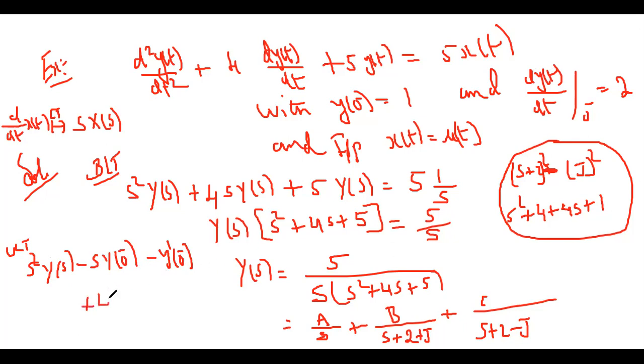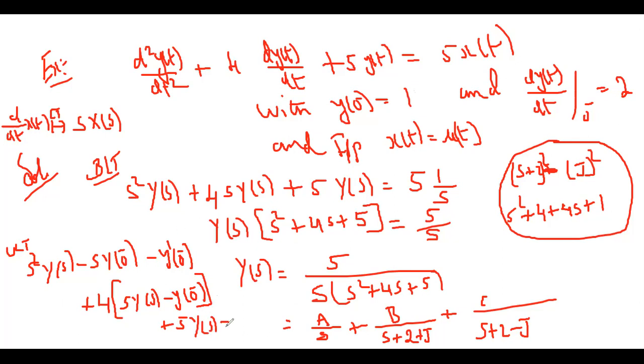Plus 4 into d by dt. What is d by dt? S into Y of s minus y of 0 minus, plus 5 into Y of s. Okay. Now, y of 0 minus is given as 1.